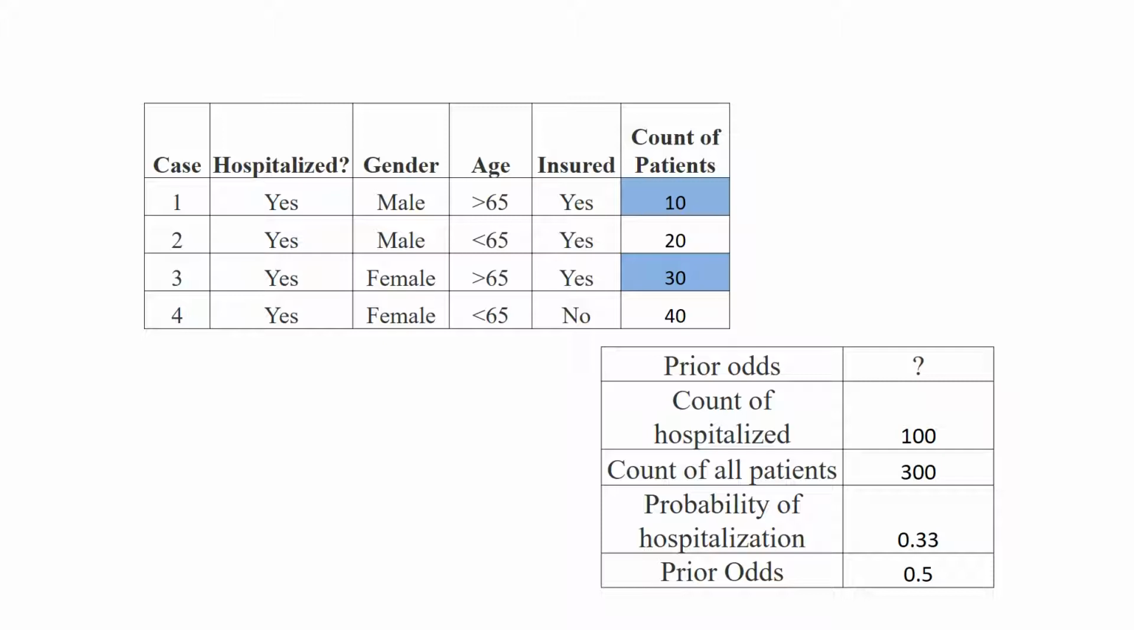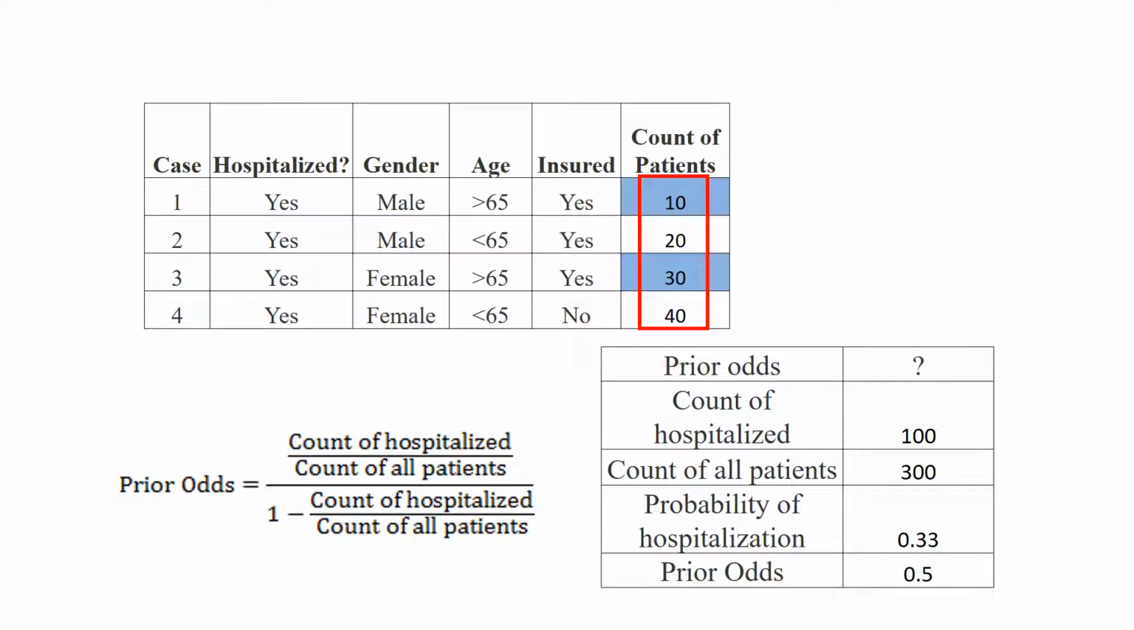So we're calculating the prior odds here. So for that we need the total number of hospitalized patients by counting all those numbers, so that equals 100, and then the count of all the patients, hospitalized or not hospitalized, so the total number of patients, which is 300. And the probability of hospitalization is simply dividing 100 over 300, which was 0.33, and the formula for prior odds is given here as well. So it is probability of hospitalization over 1 minus the probability, which is calculated to be 0.5.